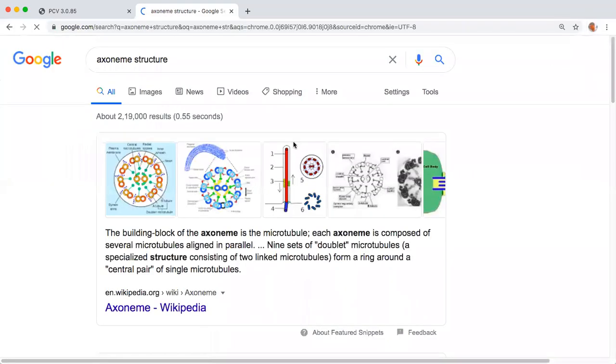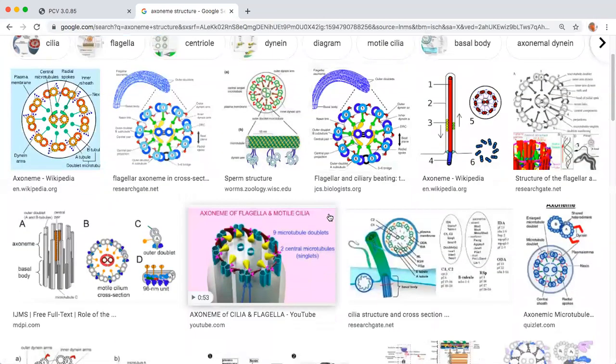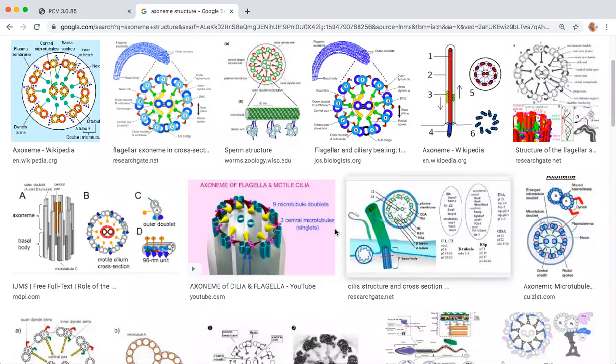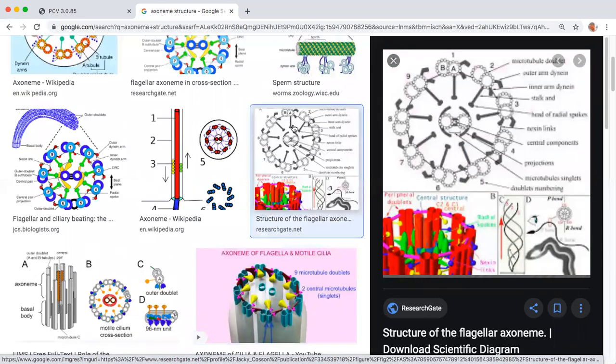So let us quickly go through this. You see this, this is the axoneme. If you're seeing this, this is how it will be arranged in a three-dimensional plane. What you're seeing here is just a cross section. If you cut it, you will see a structure like this. So this red is the entire thing that you're seeing.